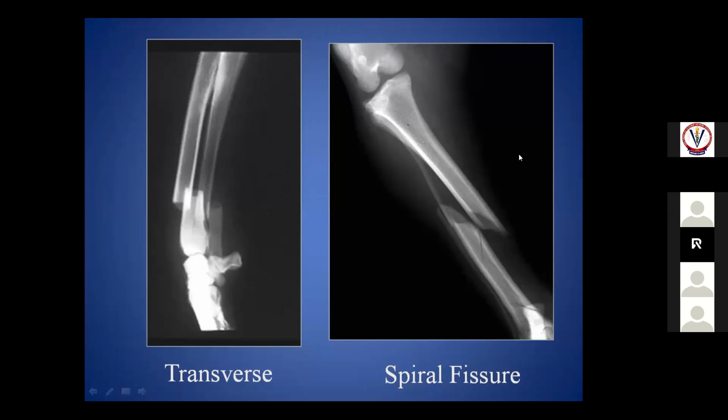Now just by seeing this fracture, one thing should immediately come to your mind, which is the type of force. In a spiral fracture, as we have discussed, most probably the type of force acting is rotational force.